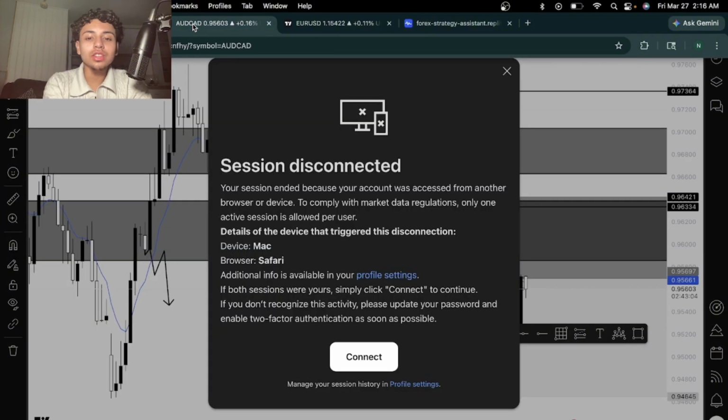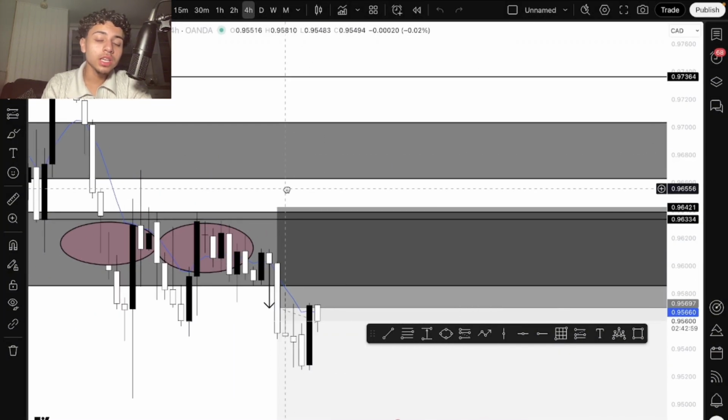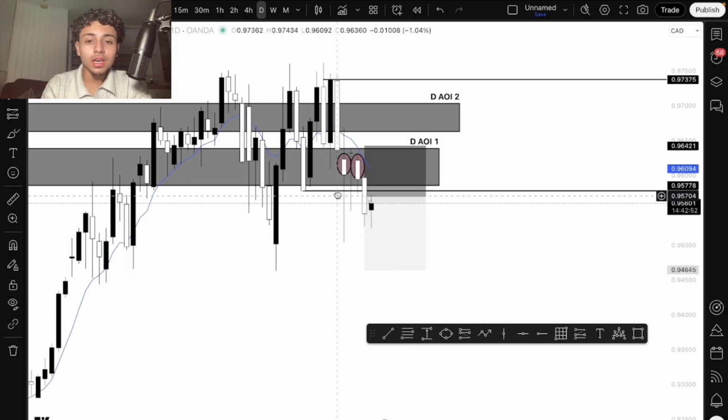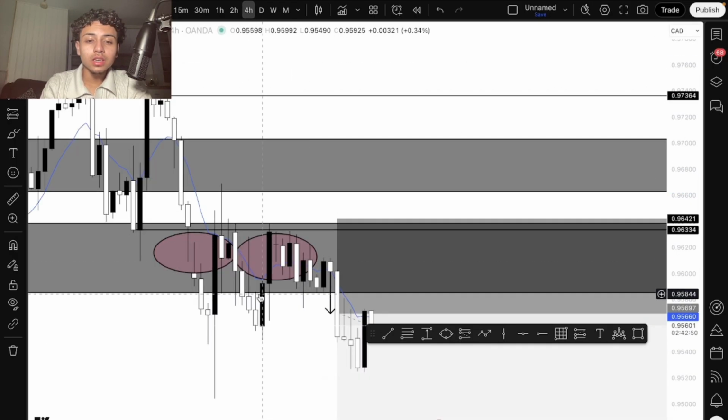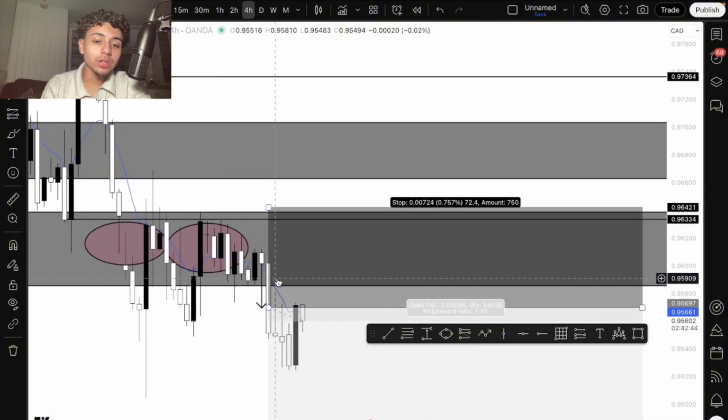Then we also looked at AUD CAD, right? So AUD CAD, we said that it was going to come down, and it definitely did. It came all the way down here, and so it did create all the points. It did have an engulfing candlestick. It did retest the area of interest. It did respect the area of interest right here.